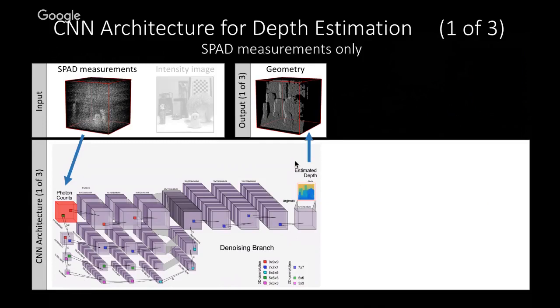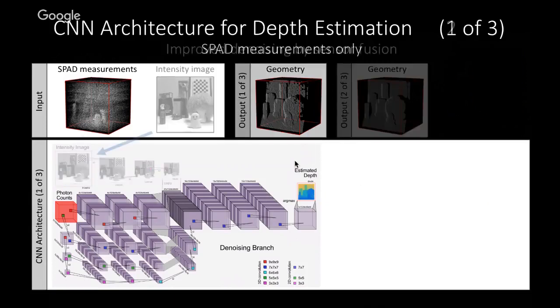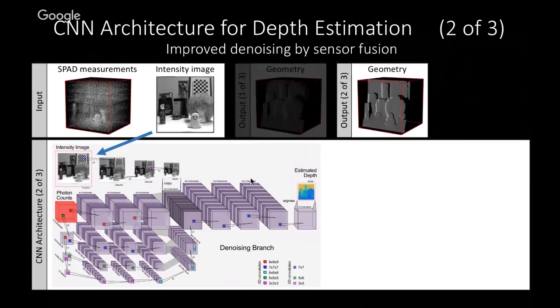Now, if we want to use the intensity image, we can try to plug this intensity image into our convolutional network. So we take the intensity image in as input, we downsample it to a size which is compatible with the resolution of our SPAD measurements, and then concatenate that into one of the layers within our convolutional neural network, and that allows us to take advantage of the information that's present within the intensity image to help us through this denoising process.